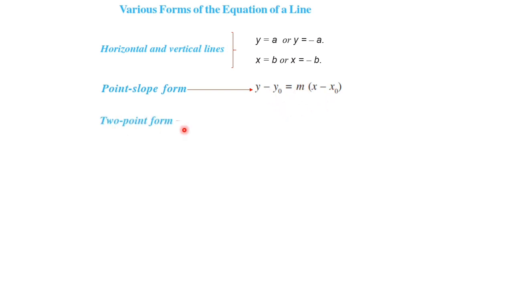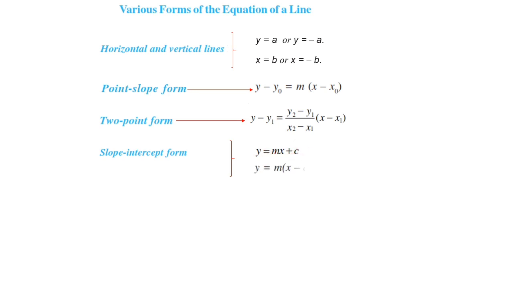Two-point form means two points will be given, x1, y1 and x2, y2. The formula is y minus y1 is equal to m into x minus x1, or instead of m we can write y2 minus y1 by x2 minus x1. Next is slope intercept form. The slope m and one intercept with the x-axis or y-axis will be given to us. So y is equal to mx plus c, where m is the slope and c is the y-intercept. Another is y is equal to m into x minus d, where d is the x-intercept.